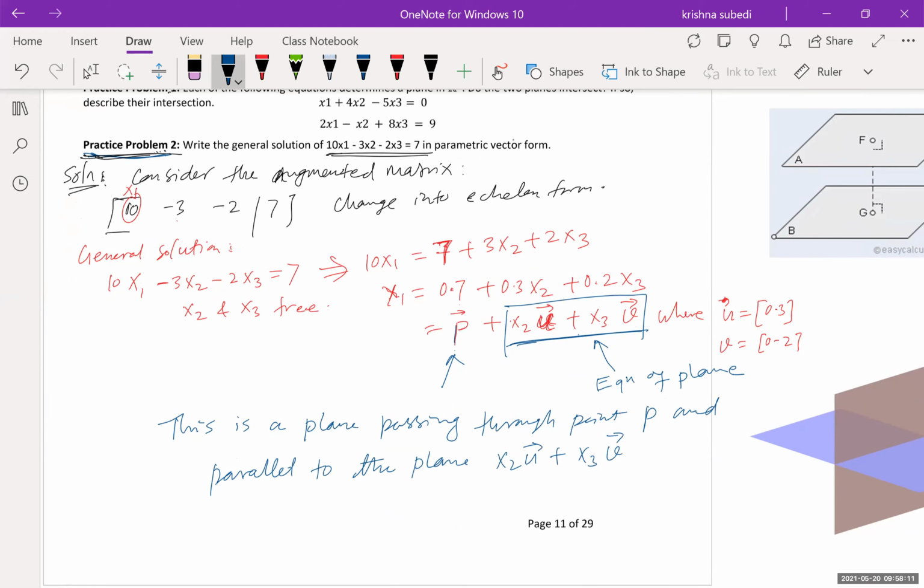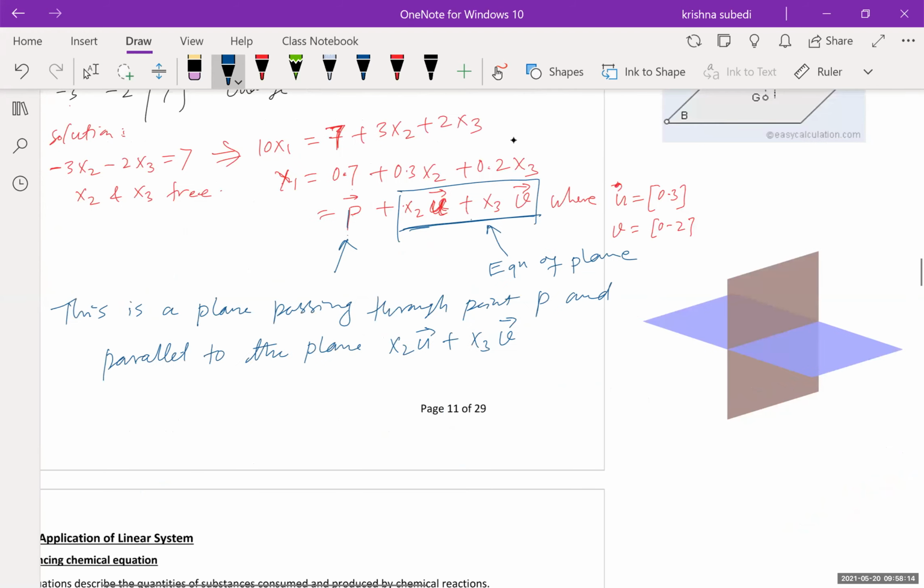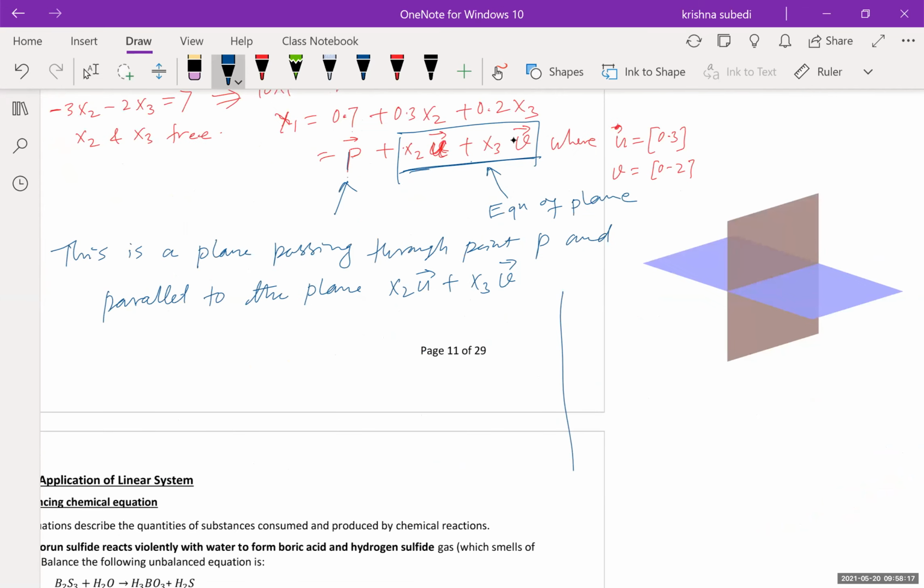Okay, now if you want to look at this graphically, suppose you have a plane here. Let's say this is my plane. Okay, let's say this is the plane represented by x2u plus x3v. This is the equation of this plane, let's say.